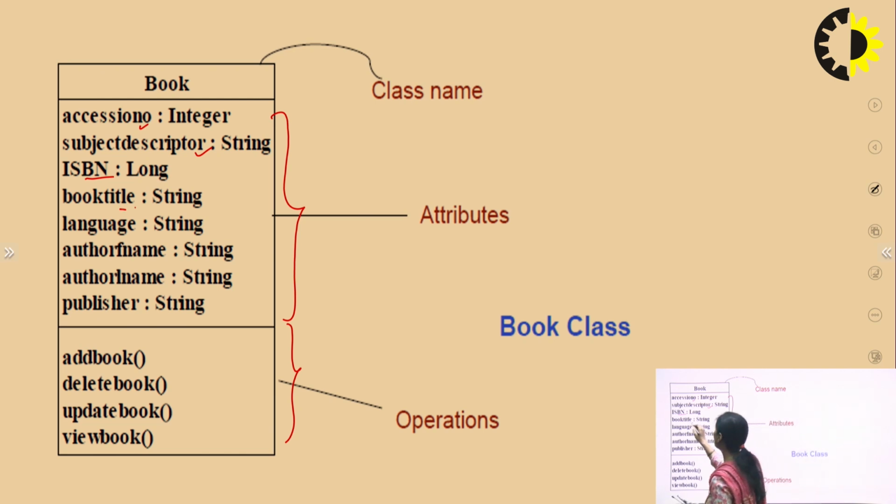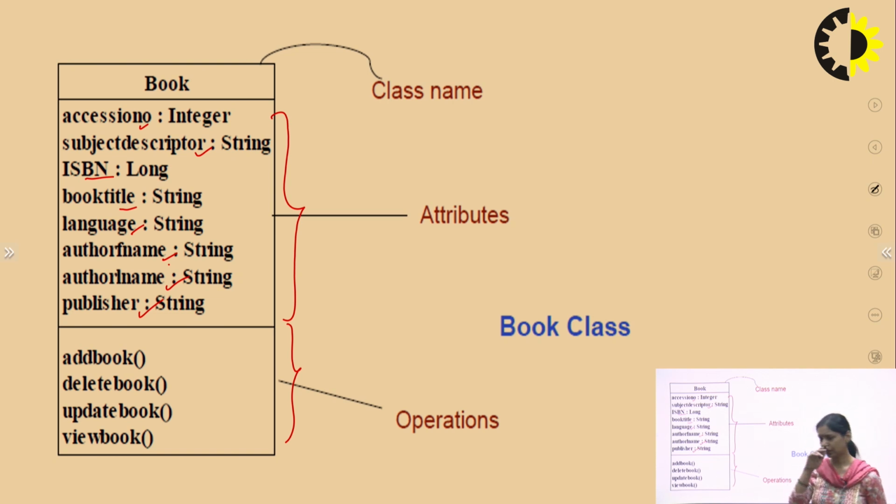Then every book will have a book title, the language in which it is written, and the name of the author, like the first name of the author, because some of the authors may have a very large name. So, we are having the author's first name and the author's last name, and the publisher who is publishing that book. So these are the attributes which are common to all types of books.